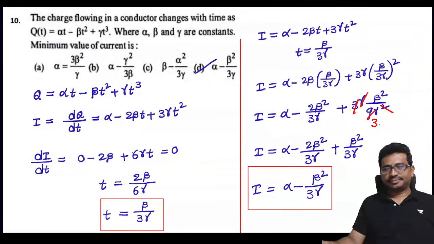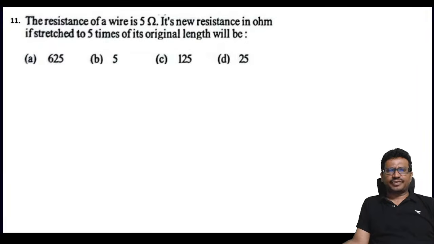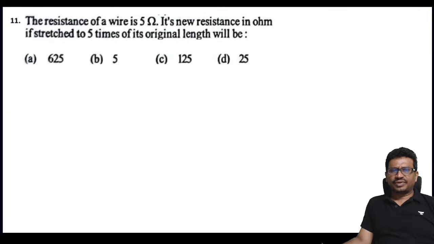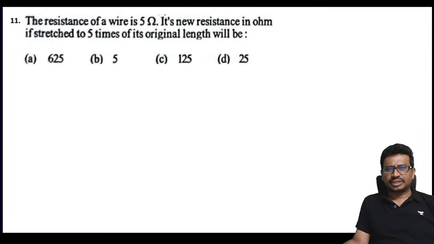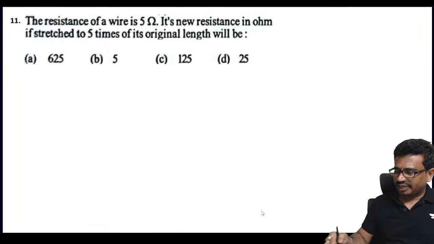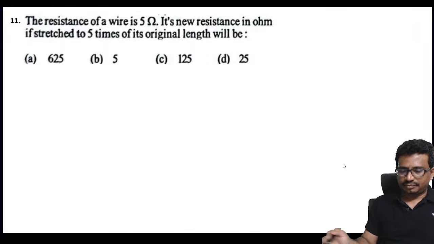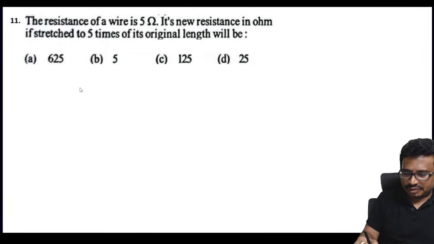Next. The resistance of a wire is 5 ohms. Find its new resistance in ohms if it is stretched 5 times its original length. It is stretched how many times? 5 times they stretched. Now, this means L2 is given as 5 times L1.